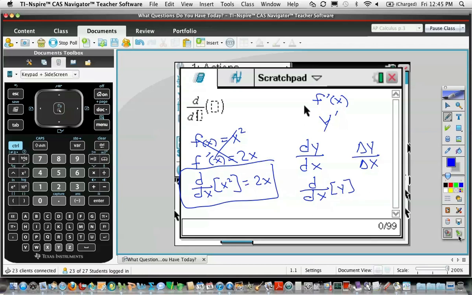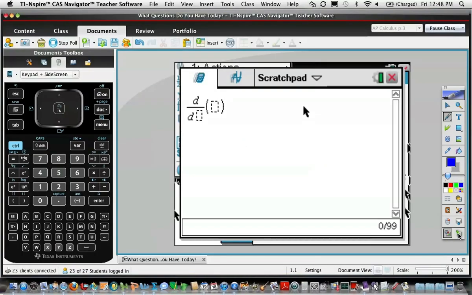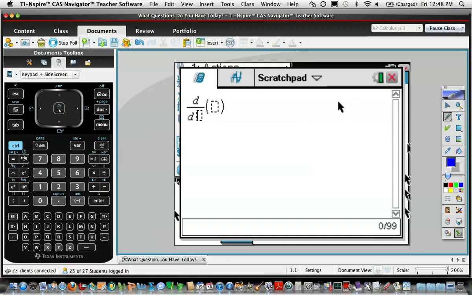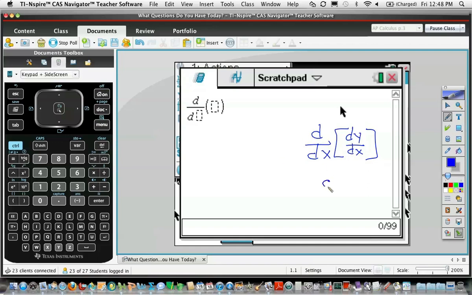Another thing that we sometimes have, instead of y double prime or f double prime, we can do this. The second derivative is simply the derivative of the first derivative. Here's how, with Leibniz notation, I would write the derivative of the derivative. Well, if you look at that, that kind of looks like d squared y over dx squared.